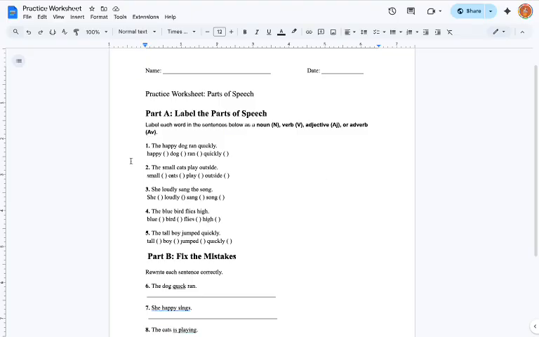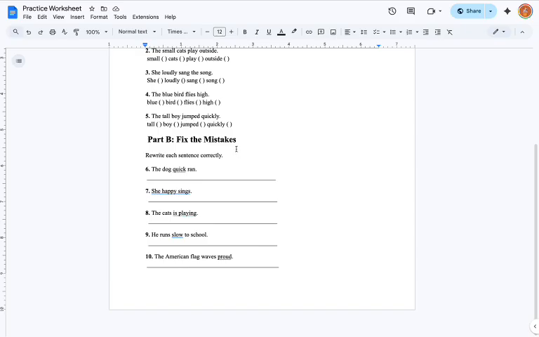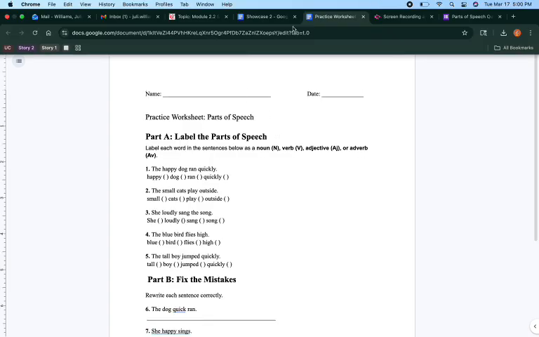And then part A includes labeling each word in the sentences below as a noun, verb, adjective, or adverb. First sentence is: the happy dog ran quickly. So they're going to then determine, is happy a noun, verb, adjective, or adverb, what dog is, what ran is, and what quickly is. And that's the same for all 5 of these. And then on part B, they're going to fix the mistakes. So I'm going to have them rewrite each sentence correctly. The dog quick ran, she happy sings, etc. And that's that worksheet.